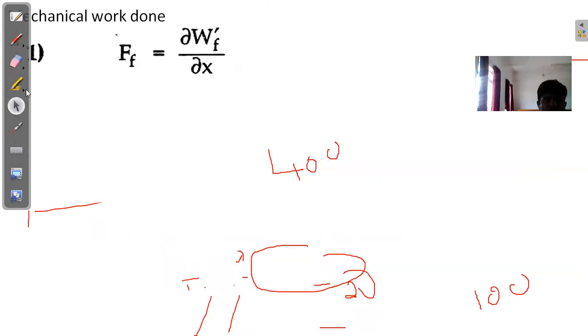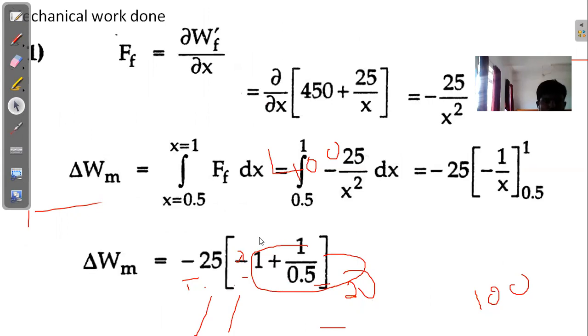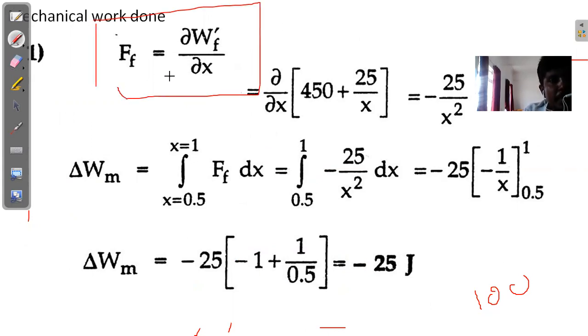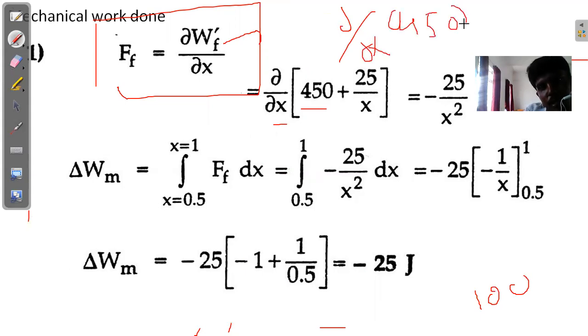And you also find the work done. Work done is force into distance. According to that, we find the formula here. We know the field energy, so what is the relationship between the field energy and the co-energy? The force is f equals dou W F dash divided by dou x, where W F dash equals 450 plus 20 divided by x. Here we take the partial derivative with respect to x: dou by dou x of 450, that value equals 0, and also dou by dou x of 20 divided by x.